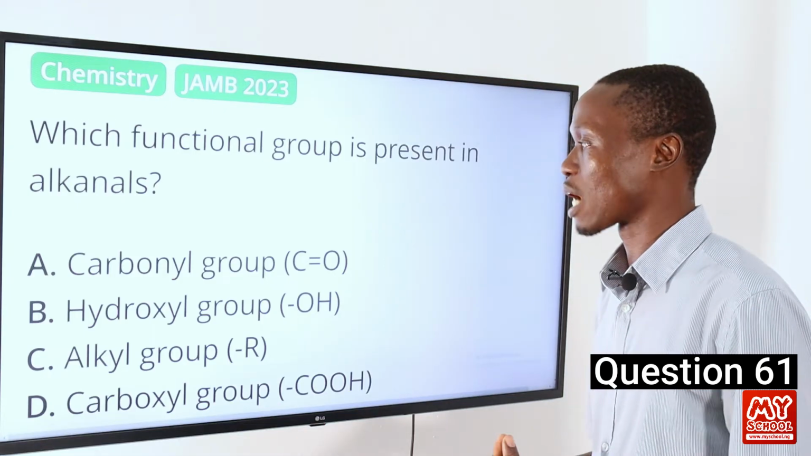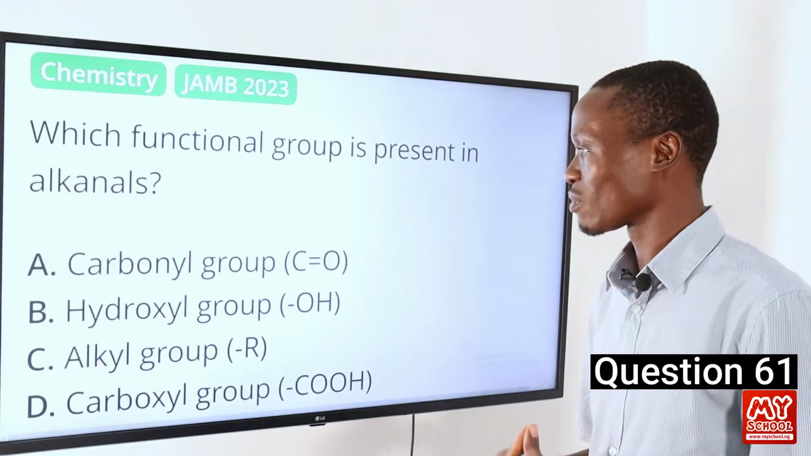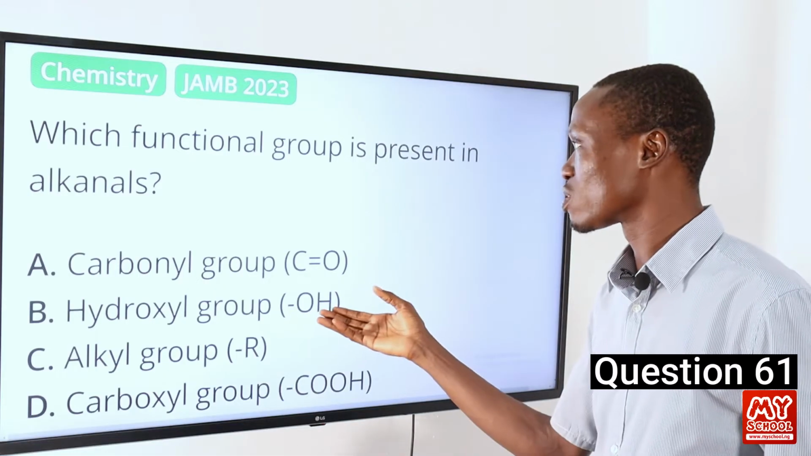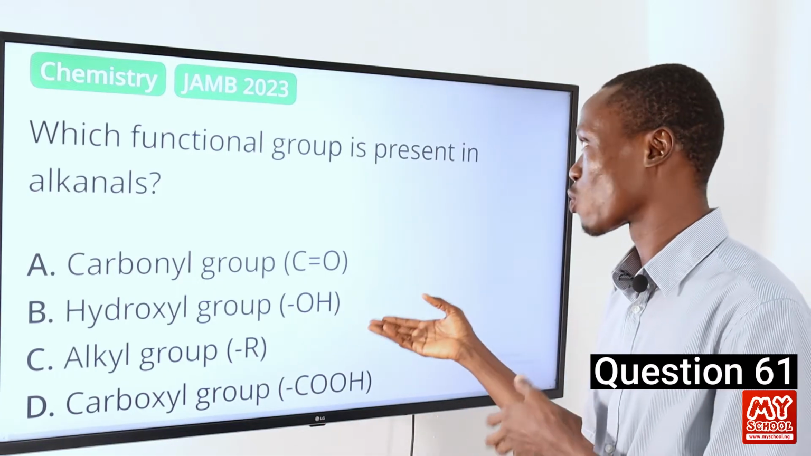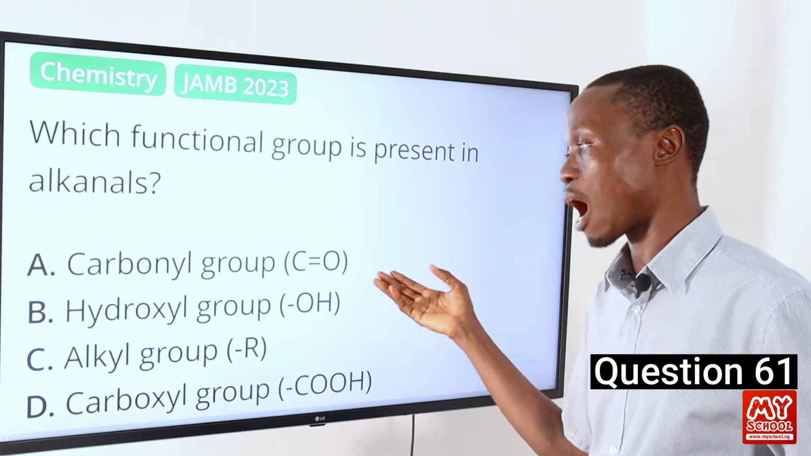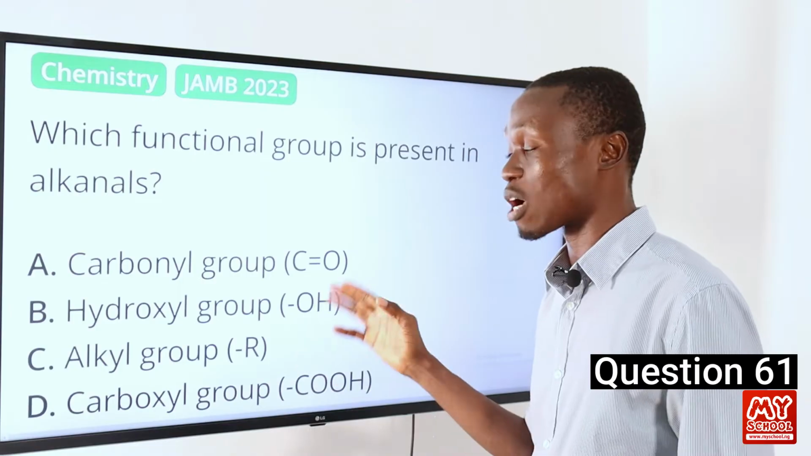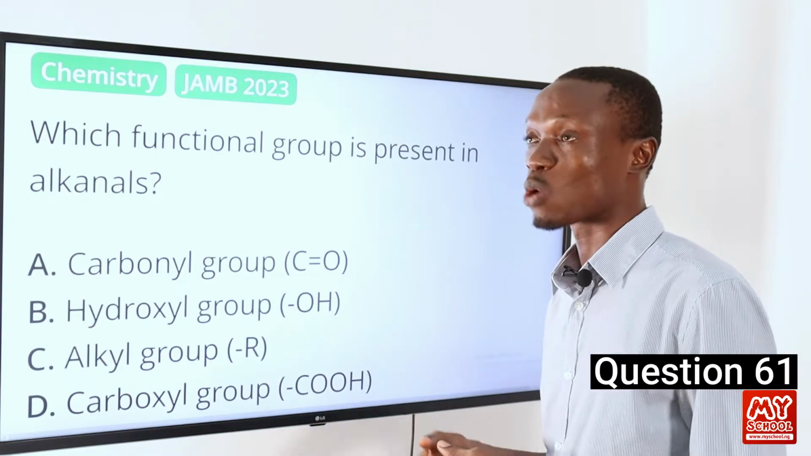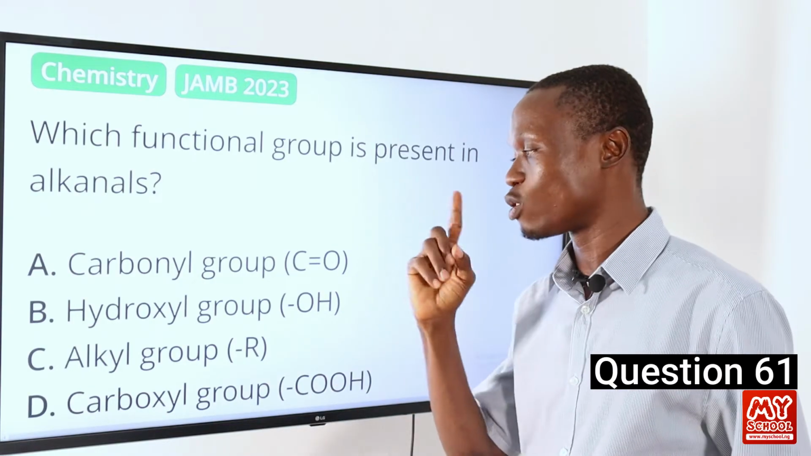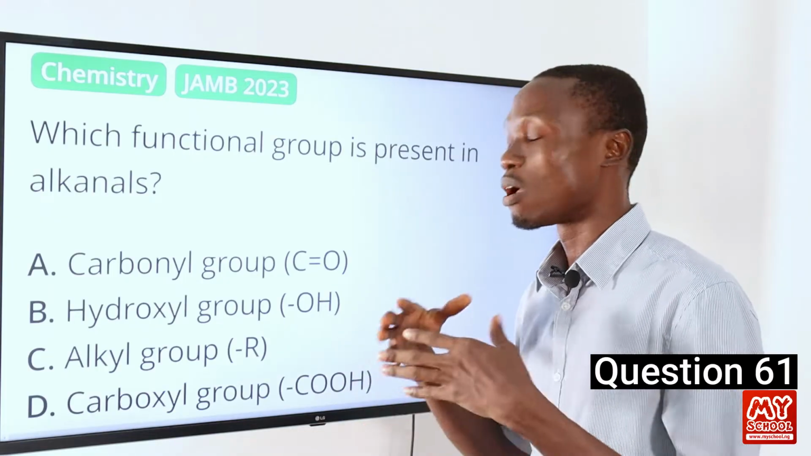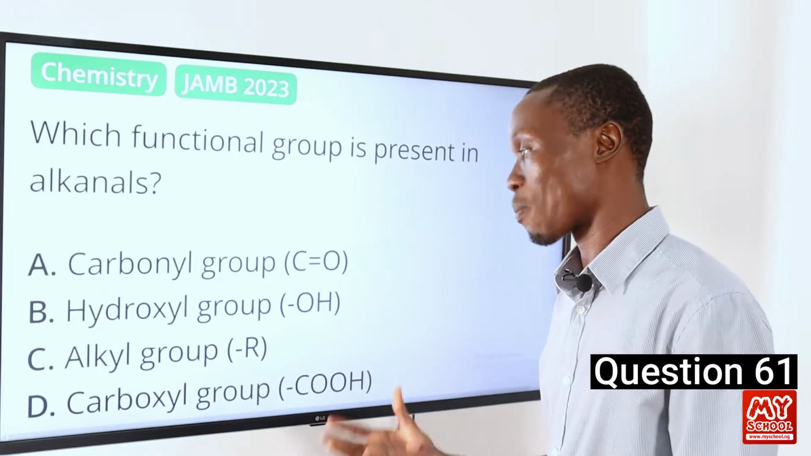So A, we have the carbonate group. B, we have the hydroxy group. The hydroxy group is the functional group present in alcohol. While option C, we have the alkyl group. The alkyl groups are not functional groups, okay? They are usually alkane less one hydrogen atom. They are usually substituents in organic compounds.